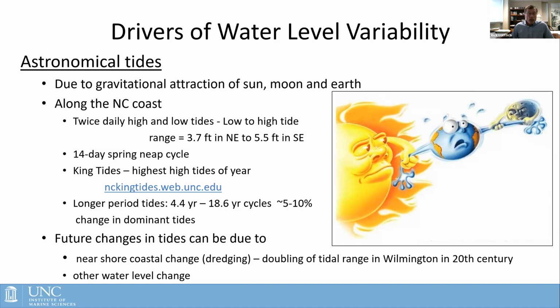Other water level changes can also affect the propagation and the significance of the tide. So as we get into things like global mean sea level, as that changes, then the tides, particularly in our coastal areas, will change a bit in response to that as well. So even though we think about the tides as being fairly constant, the truth is in coastal areas, they can change over time.